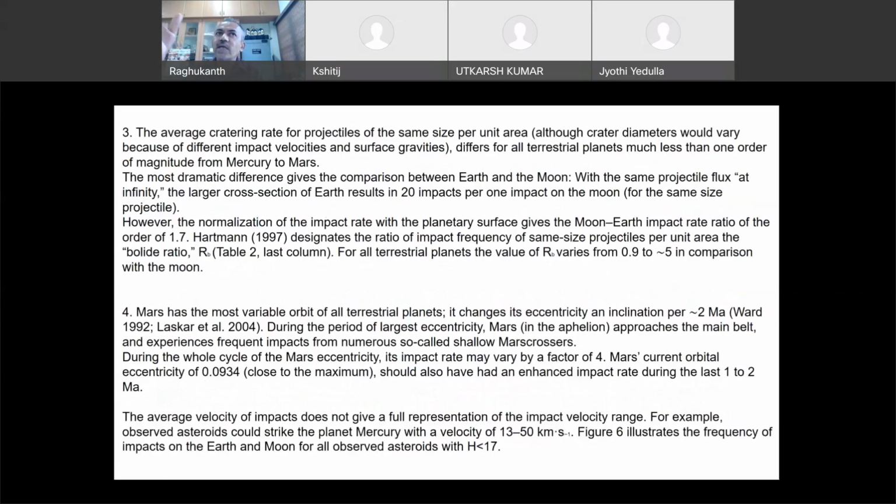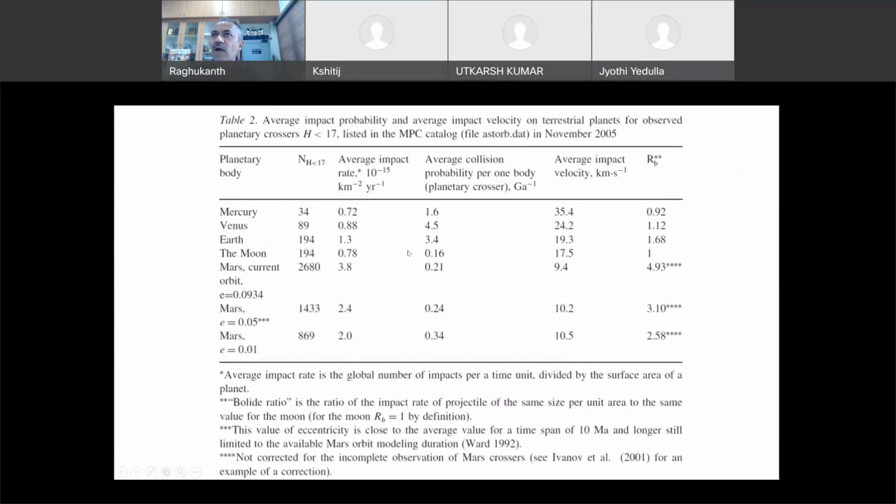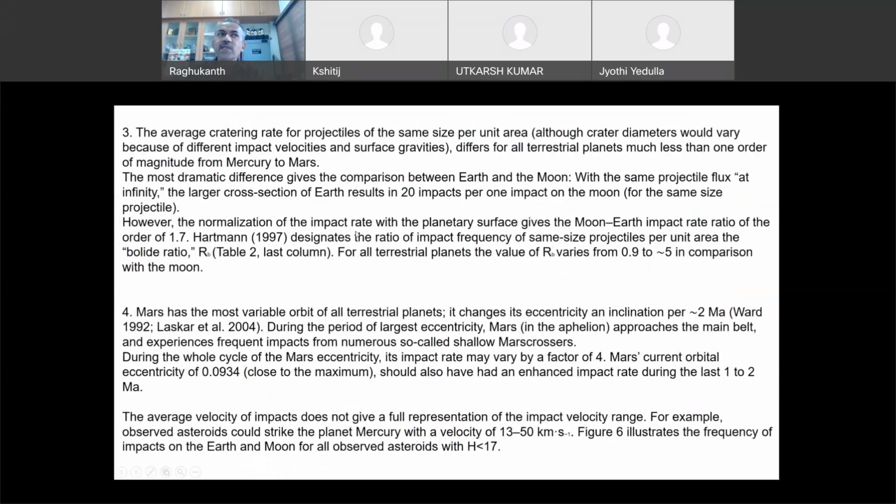Okay, and then the average cratering for projectiles of the same size per unit area differs for all terrestrial planets because their gravity is different. Like Mercury and Mars, if you compare, entirely different itself. The most dramatic difference is with Earth and Moon, you followed, right? If you see Earth and Moon in this graph, the average impact rate is 1.3, 0.78, and collision probability is 3.4, 0.16. You followed. So you can understand these numbers in an interesting fashion. You can do several interpretations.